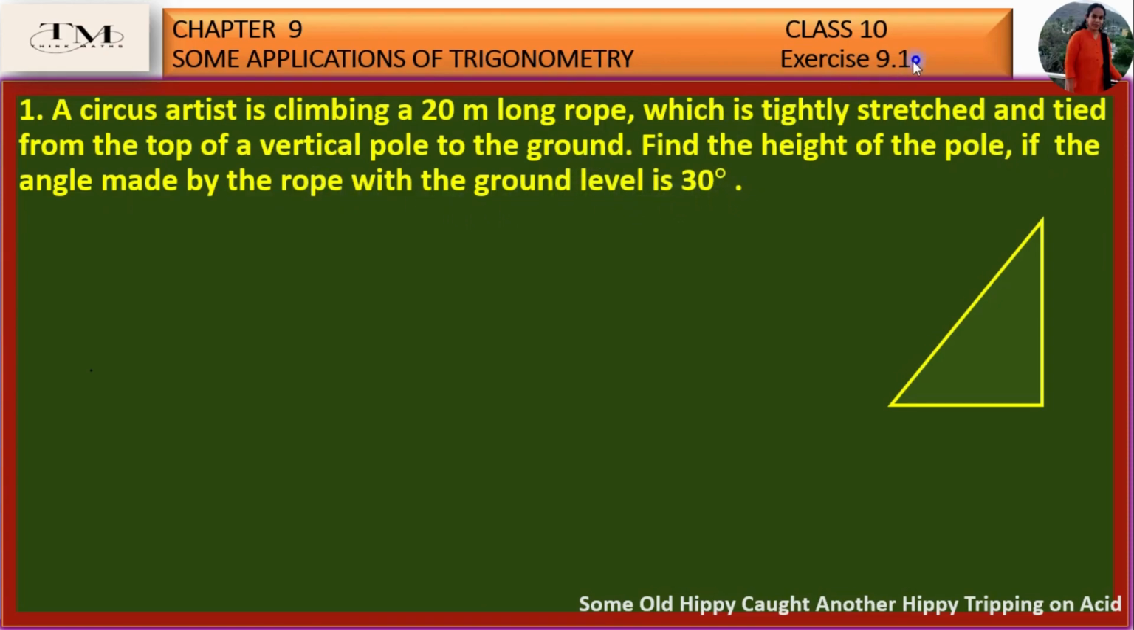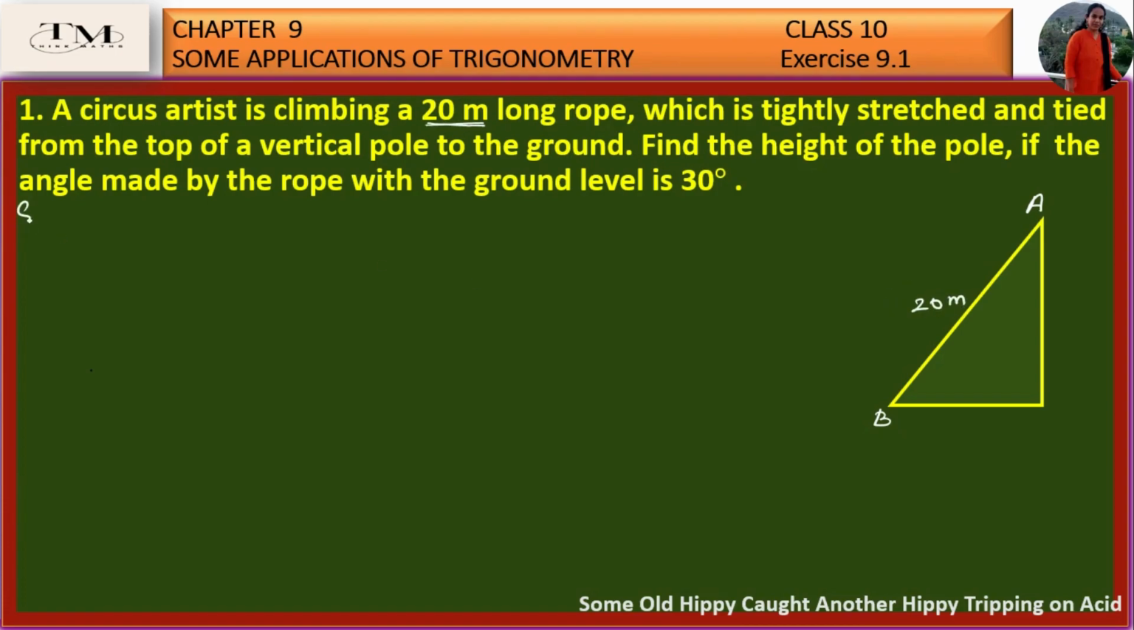So all the problems in this exercise are very simple if you know to draw the diagram. If you know to draw the diagram, then the problem is nothing. You can easily find out the answer. So what is given here? A circus artist is climbing a 20-meter long rope. So all will be a right angle triangle. So in this right angle triangle, let us take the rope as AB. So this is the rope. What is its length? Its length is 20 meter.